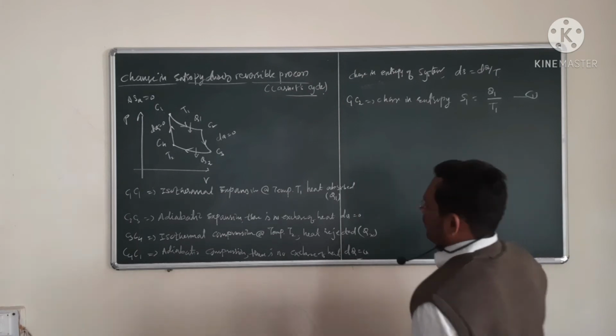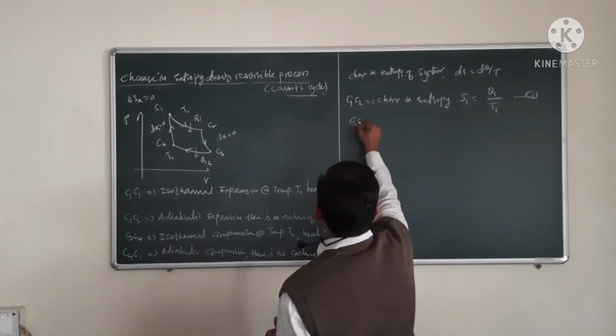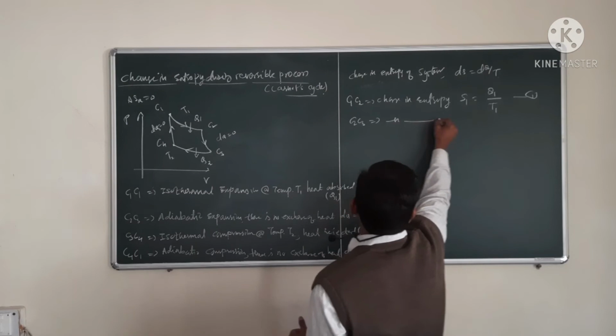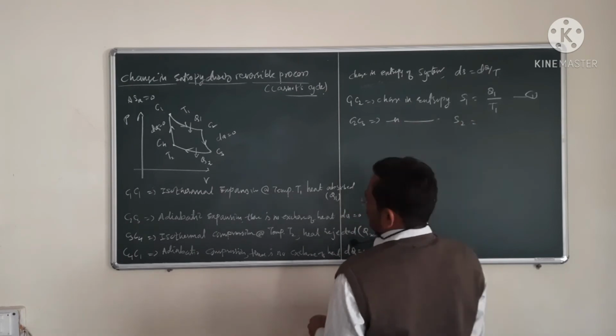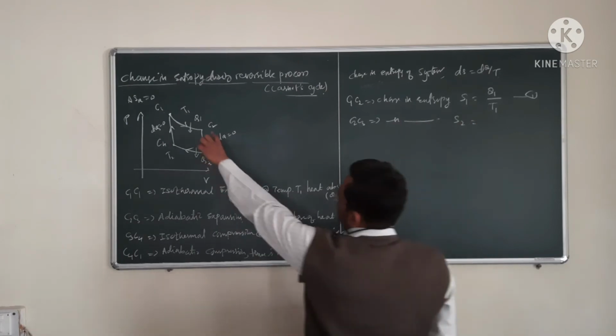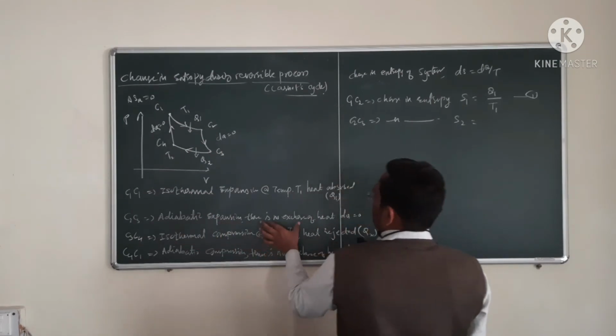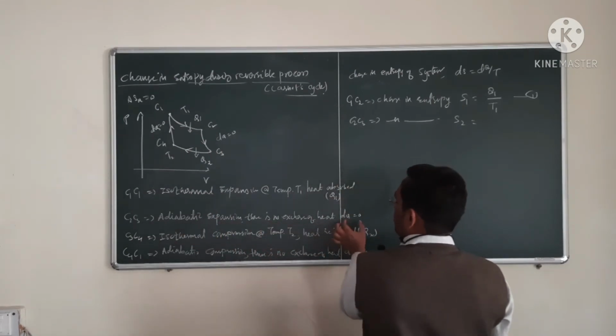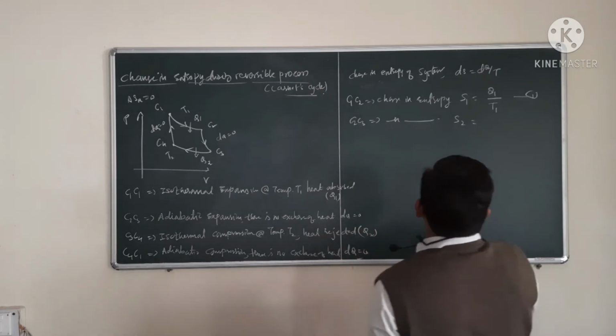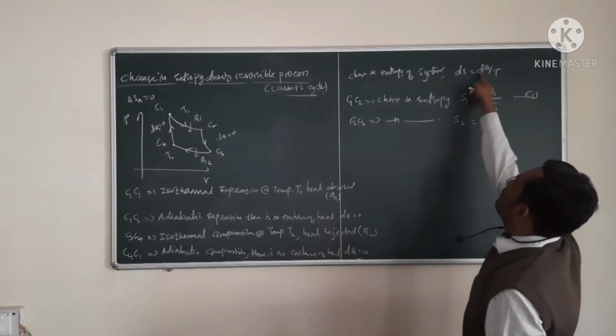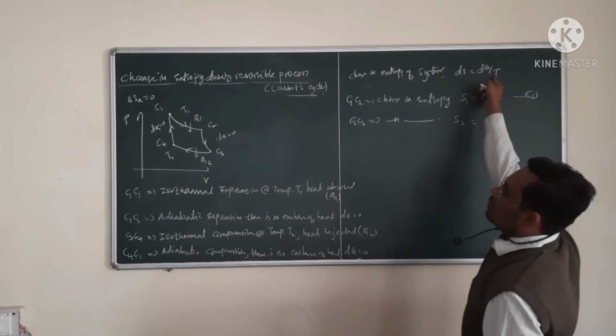Now for C2 to C3, the change in entropy S2 is equal to, now see, for C2 to C3, which is adiabatic expansion, there is no exchange of heat. So dq is equal to 0. Now in this equation, if you put dq equal to 0, then dS is equal to 0 upon T.